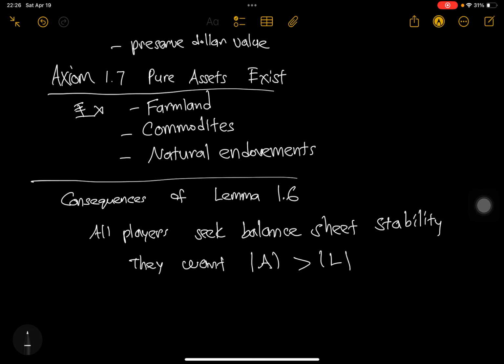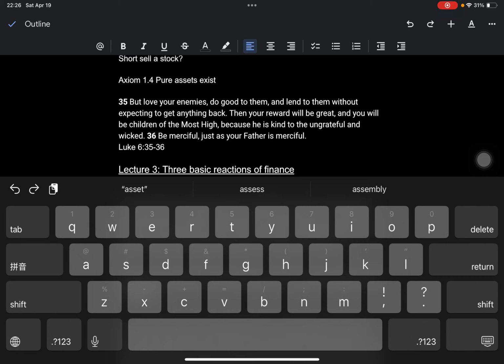Yeah, and then once again, to end, there is a verse that I would like to read, which I have in my notes here, which is Luke 6:35-36. But love your enemies, do good to them, and lend to them without expecting to get anything back. Then your reward will be great, and you will be children of the Most High, because he is kind to the ungrateful and wicked. Be merciful, just as your Father is merciful.